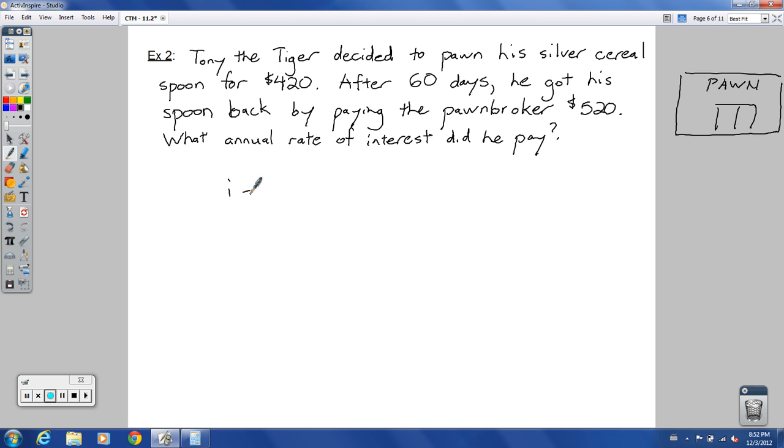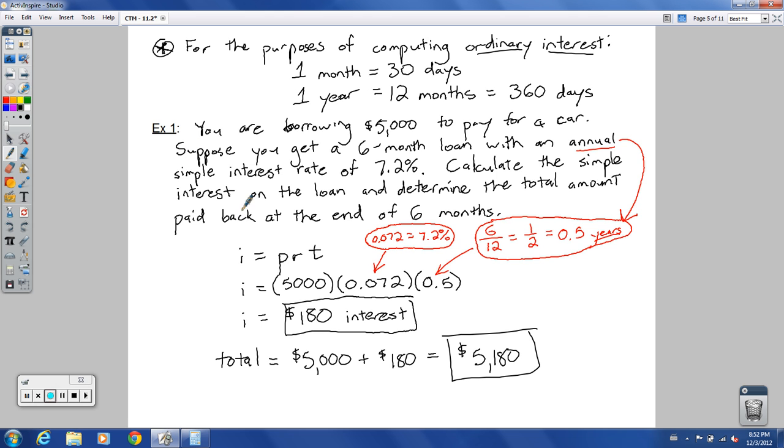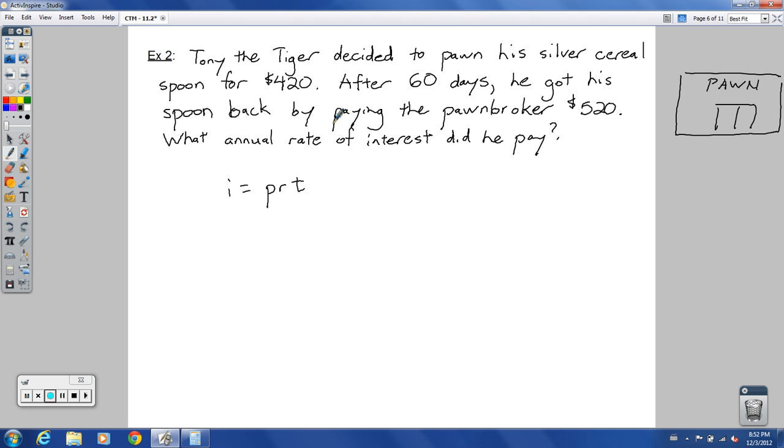So we have that same equation, I equals PRT, and what goes in here? Before, over here, we knew everything but the interest, and we were trying to figure that out. Or actually, I'm sorry. The interest amount we know this time. So we can fill that in with 520 minus 420, which is 100, in a different color. This is where this came from. It's 520 minus 420.